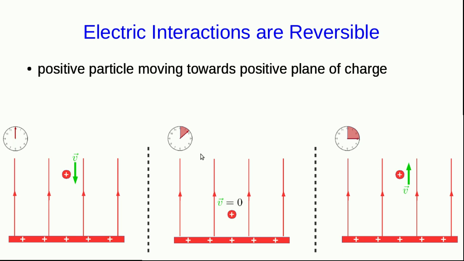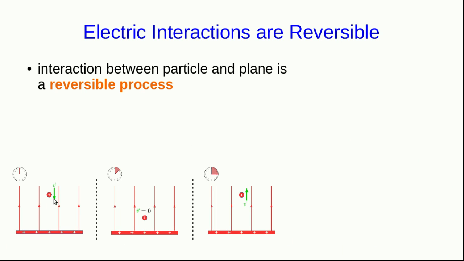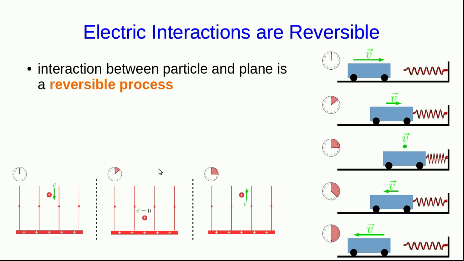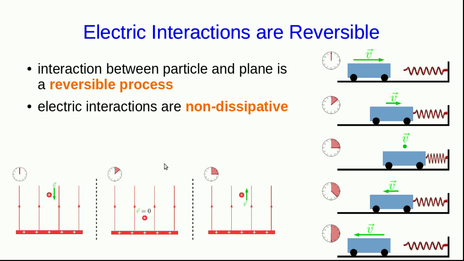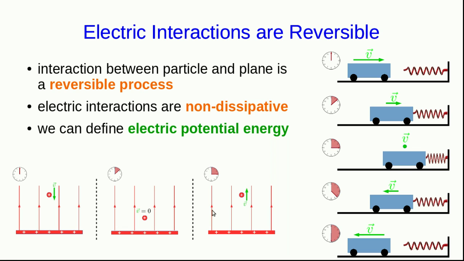And that tells us that this is reversible, because if we play the video of this process backwards, it would look exactly the same. This ought to remind you of something we did in PHYS 1104 with a cart coming in and interacting with a spring. And just like that situation, it allows us to conclude that electric interactions are non-dissipative. And just like any other non-dissipative interaction, it means we can define an electric potential energy.